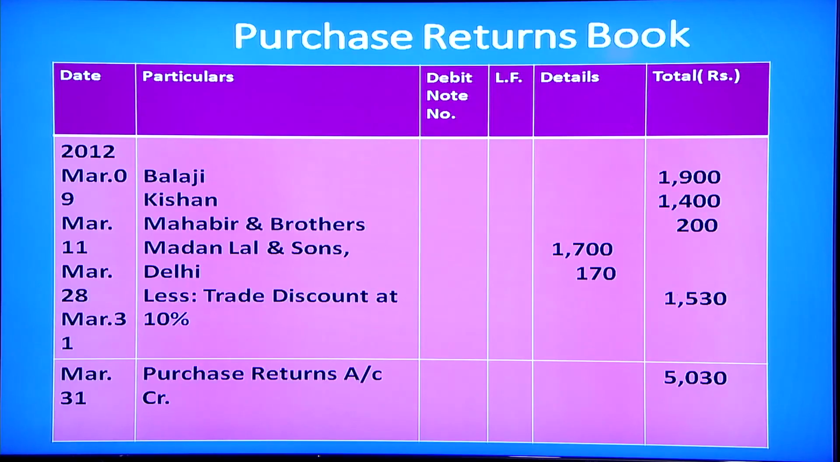And you have to total all the items. That will be written as the total at last in the purchases returns book, and in that same line in the particulars column you will write purchase returns account and it will be credited.